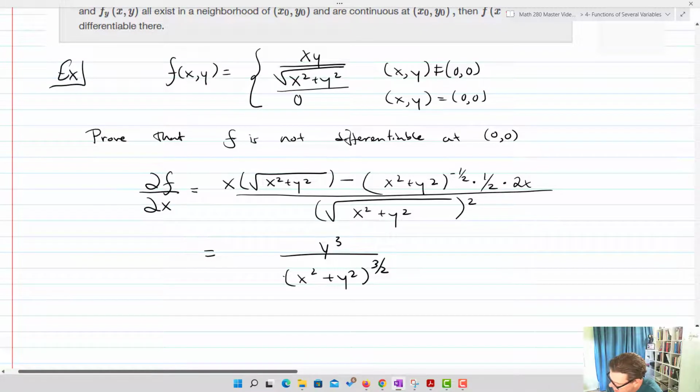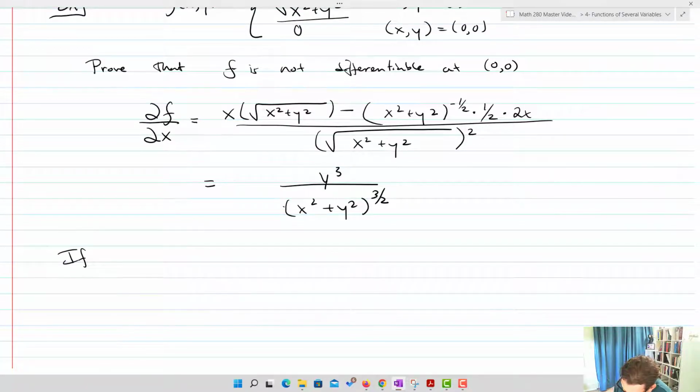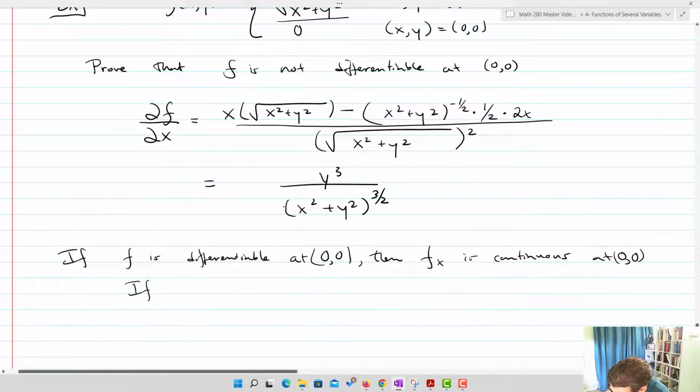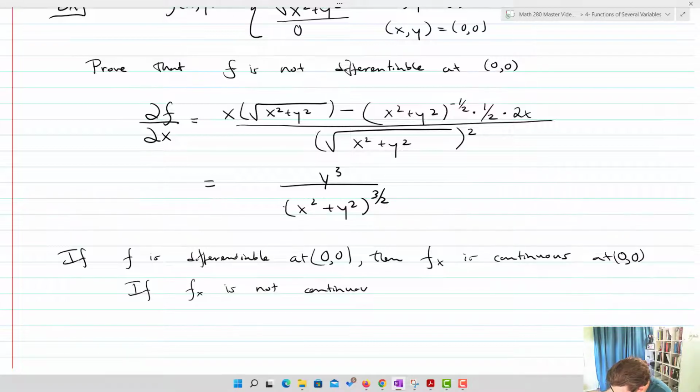And what we want to know is that if f is differentiable at (0,0), then fx is continuous at (0,0). So if fx is not continuous at (0,0), then f is not differentiable.